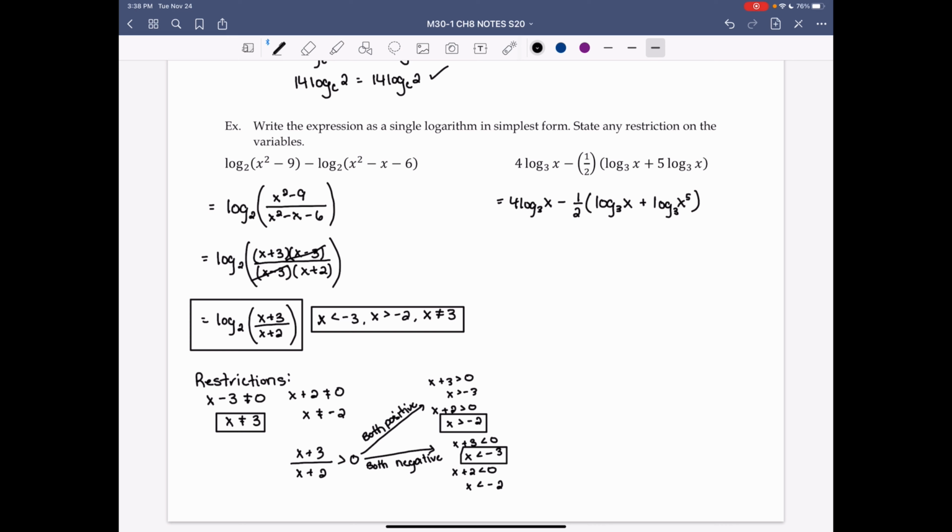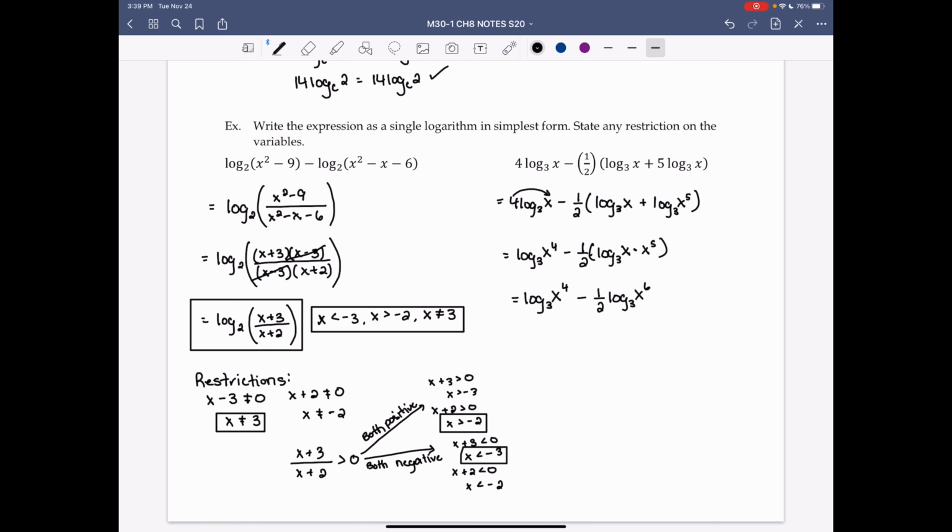We can also write this 4 as an exponent on the argument for that log. We get log base 3 of x to the power of 4 minus 1/2. We can write the brackets as 1 log, log base 3 of x times x to the power of 5. We get log base 3 of x to the power of 4 minus 1/2 log base 3 of x to the power of 6.